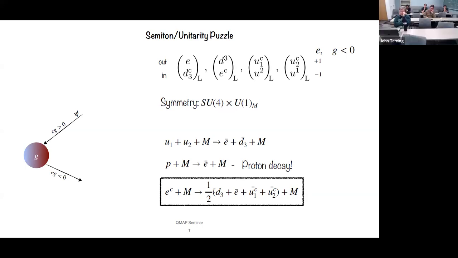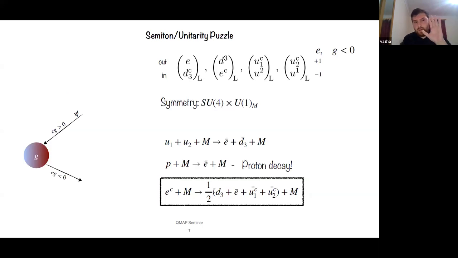So what that really means is that we cannot write down a consistent final state that conserves all of the quantum numbers. That is known as the unitarity puzzle and will be the main subject of my talk.